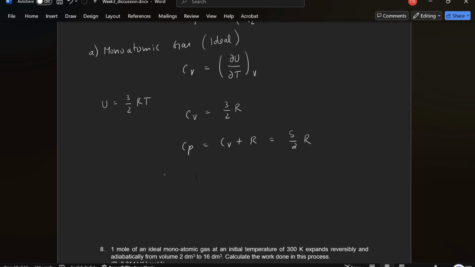So now gamma, which is the ratio of CP by CV, is equal to 5 by 2 R divided by 3 by 2 R. This is going to be equal to 5 by 3. This is for monatomic gas.